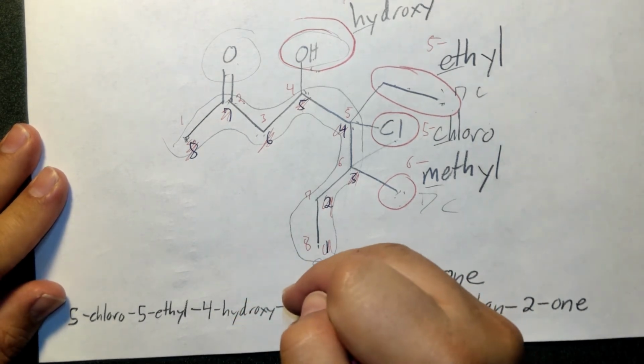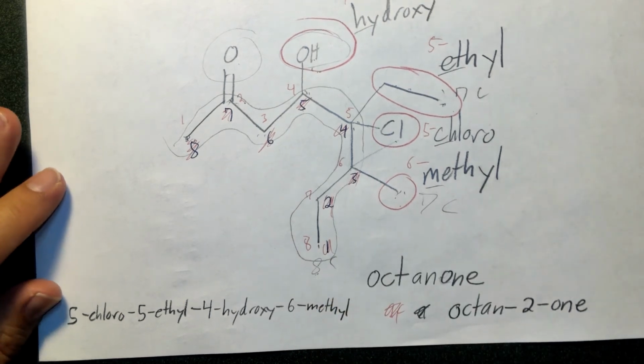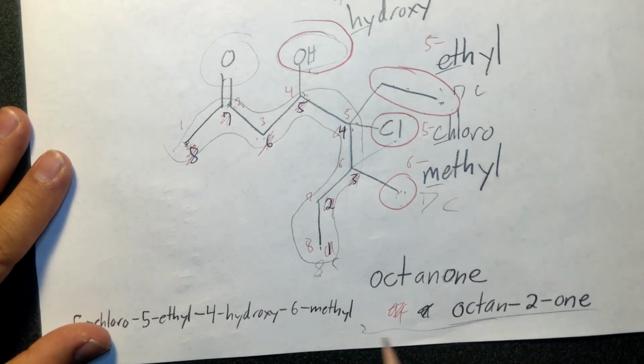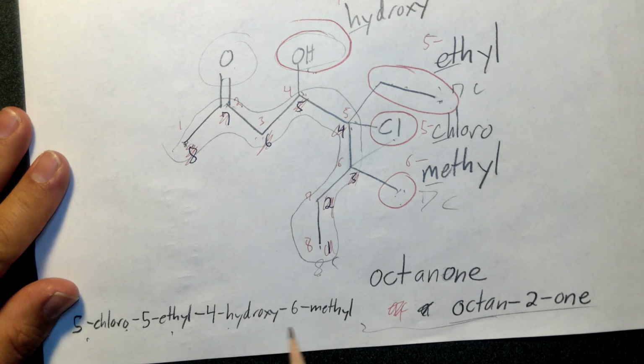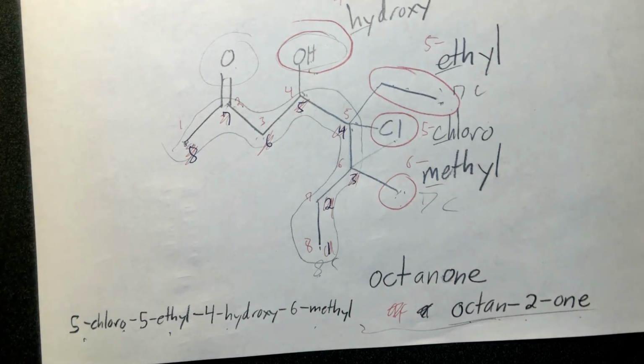And then finally 6-methyl. And then lastly you would take this and put it in there. So it'd be 5-chloro, 5-ethyl, 4-hydroxy, 6-methyl, octan-2-one. And that's it. The name looks really complex.